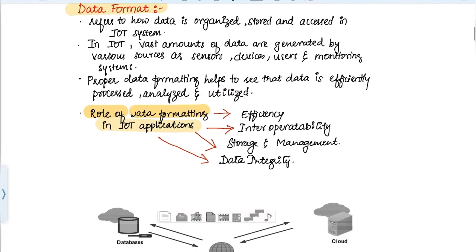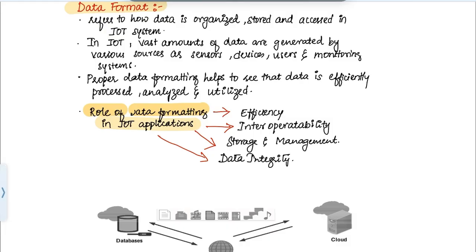So looking at the role of data formatting in IoT applications, first one we have is efficiency. IoT systems will generate a large amount of data. So properly arranging or formatting the data will make it easier to access it, process it, and utilize it. Then we have interoperability. That is, many different IoT devices and applications make use of the same database, or store the data in the same database. In that case, it should be operable in different systems also. That is, a standard data format should be followed, which will help in communication and help in transferring data efficiently.